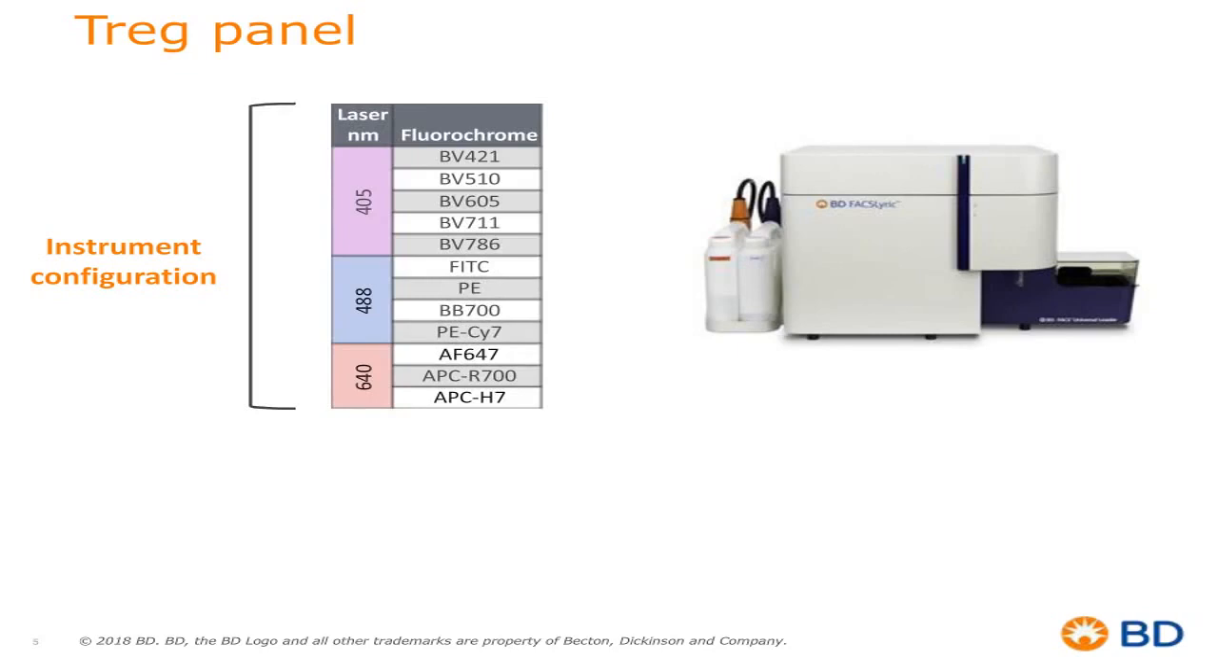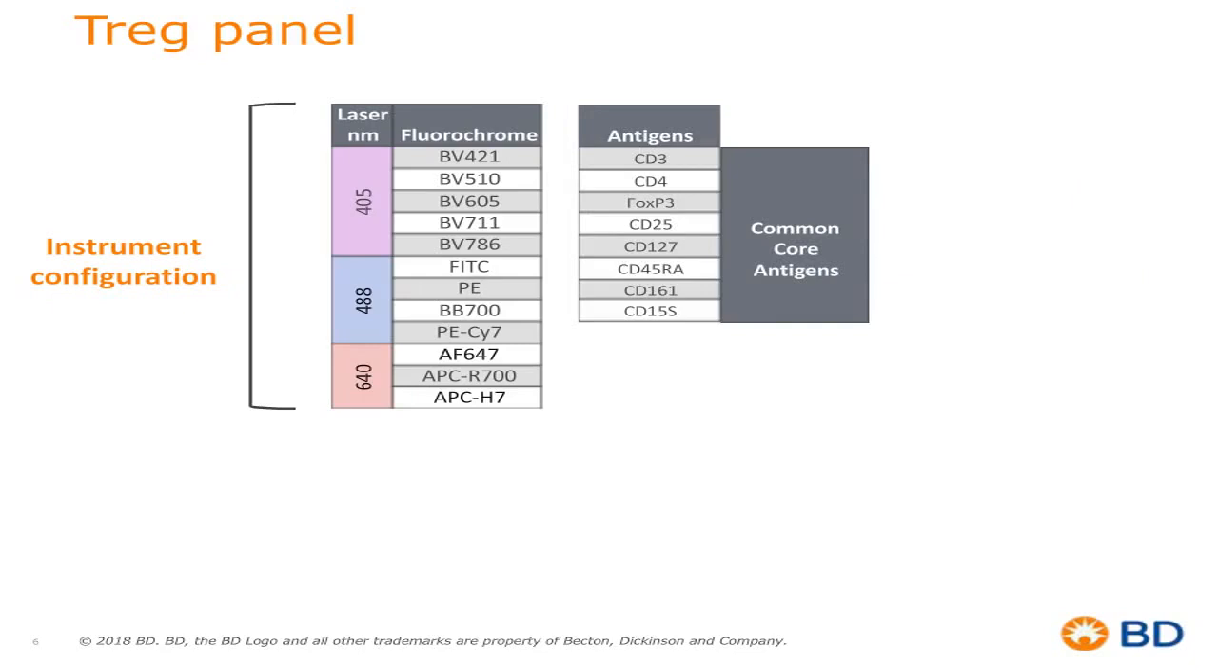So with a BD FACSLyric, where we're trying to build our T regulatory panel, I'm going to be working with an instrument that has 3 lasers: a violet 405 nanometer laser, a blue 488 nanometer laser, and a red 640 nanometer laser. And you can see the corresponding fluorochromes that can be detected on this particular instrument. So when I want to think about building my panel, I have to make sure that my instrument can support all the markers that I want to use in my area of biological research.